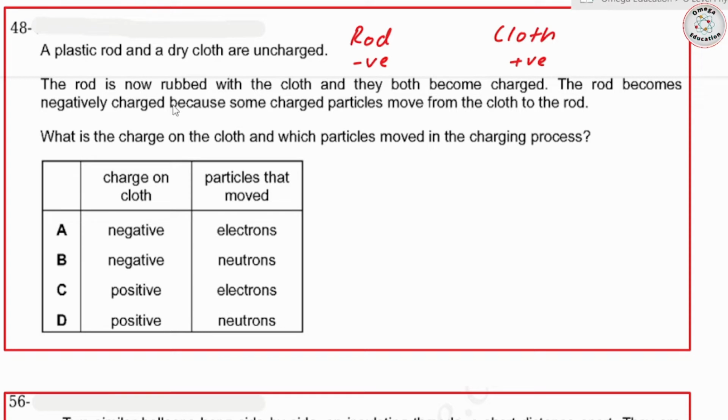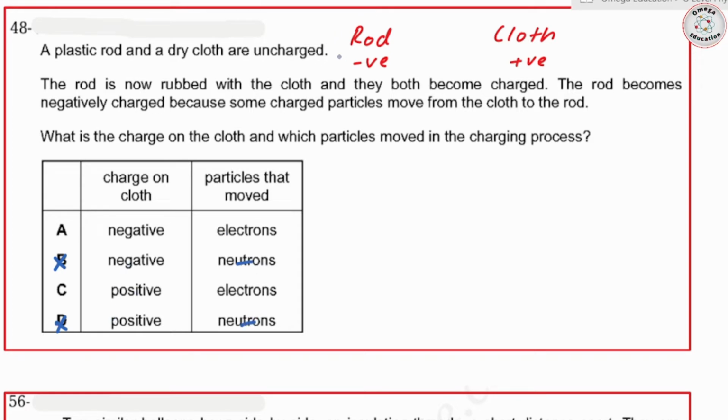I mean, that's very straightforward. In my previous video, I explained that all the charging has to be explained in terms of electrons. So whenever they say what particles move from one object to the other, it is always electrons. We always describe charging in terms of electrons. So the two options that explain it in terms of neutrons, you can throw them out the window straight away. Then we are left with A and C.